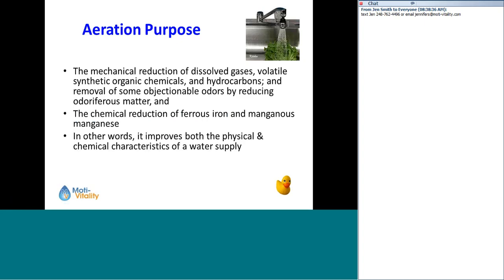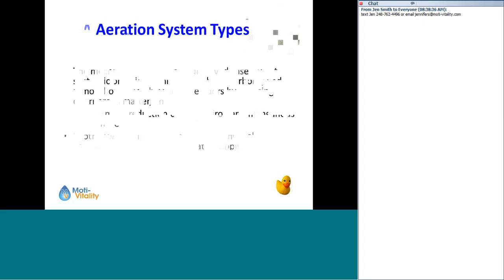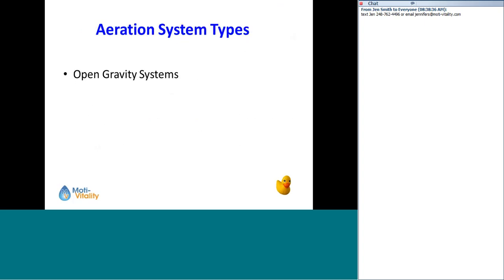In other words, it improves both the physical and the chemical characteristics of a water supply. So the types of aeration systems that we're going to talk about, you have open gravity systems. This is where the aerated water must be repumped to repressurize the surface water.